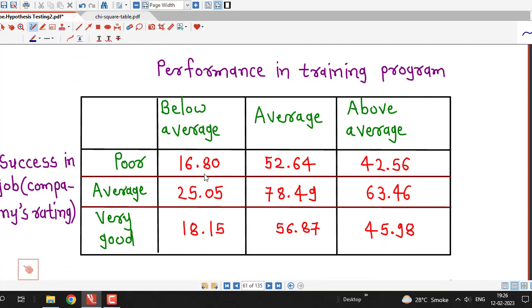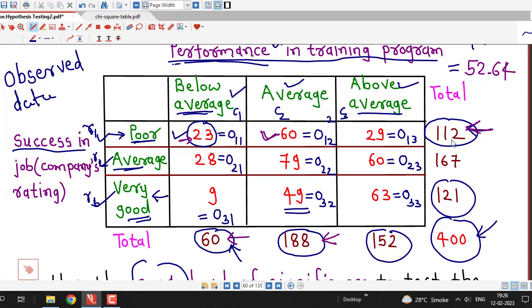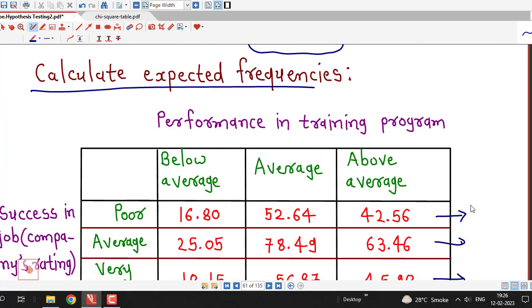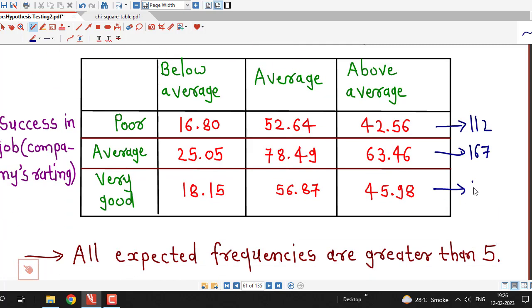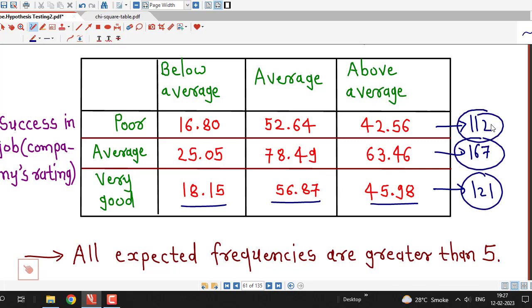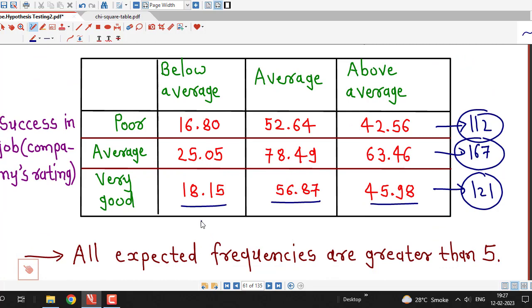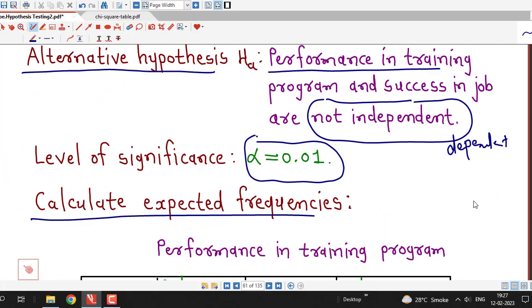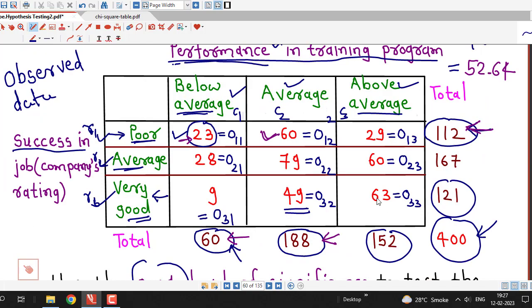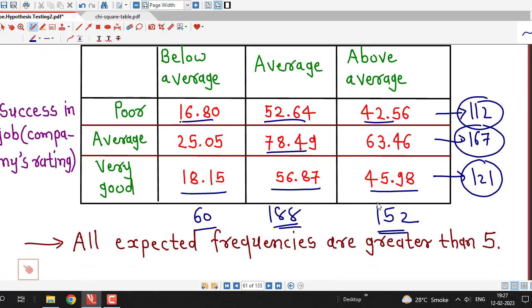All these are expected frequencies, and this total must be equal to the totals corresponding to observed frequencies. Here totals are 112, 167, and 121. So whenever you calculate expected frequencies, you should check that these totals must be the same for the observed as well as expected frequencies. Here 60, 188, 152. So once you calculate expected frequencies, you can check whether all these totals which you obtain corresponding to expected frequencies must match with the totals corresponding to observed frequencies. So that will be a cross check for your calculations of expected frequencies.